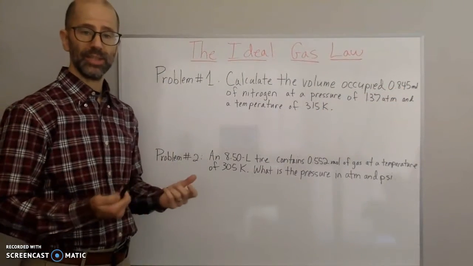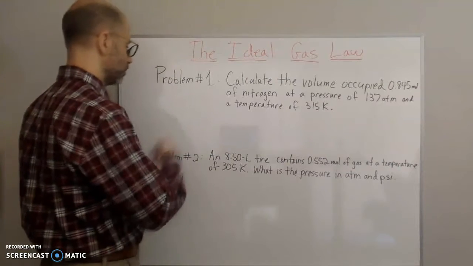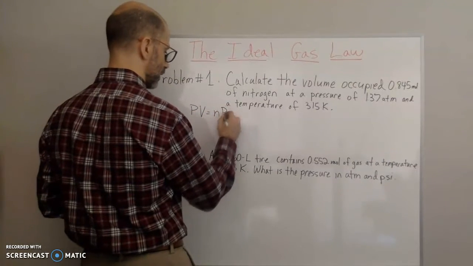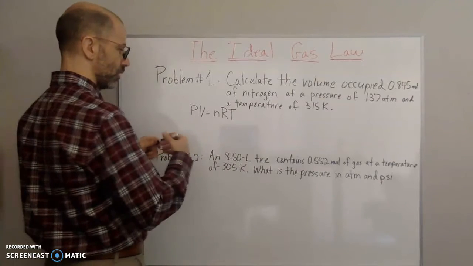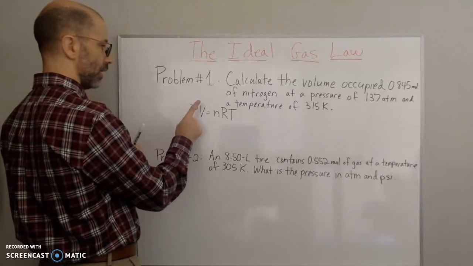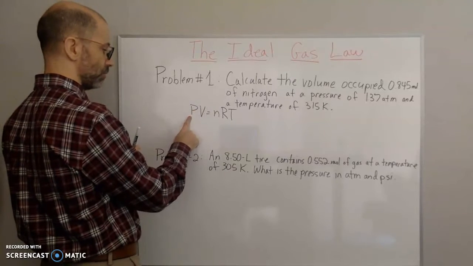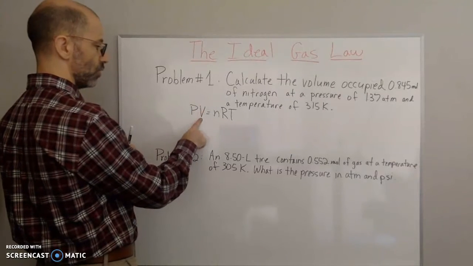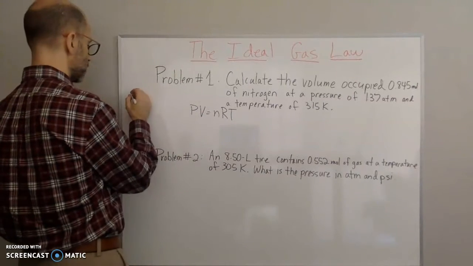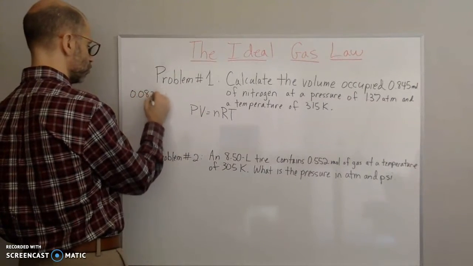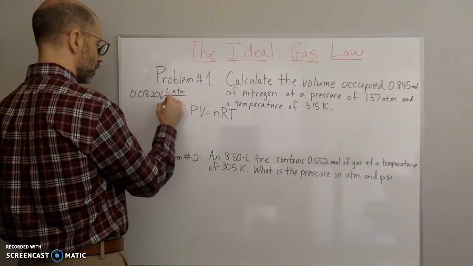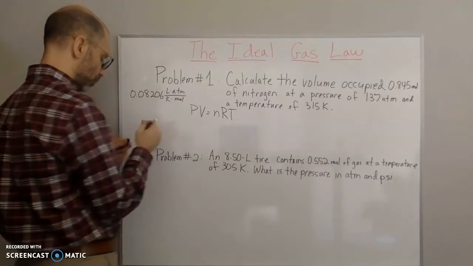So we're going to use the ideal gas law. So if you remember, the ideal gas law is PV equals nRT. So they gave us temperature, they gave us the amount of gas in moles, and they gave us the pressure in atmospheres. And so they're asking us to find the volume. We know the R value, right? So R is 0.08206 liter atmospheres over Kelvin mole.